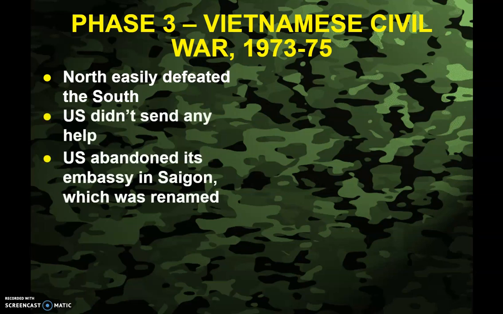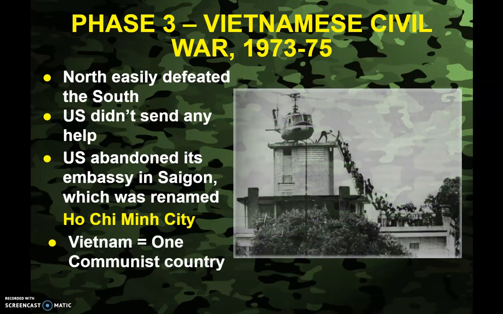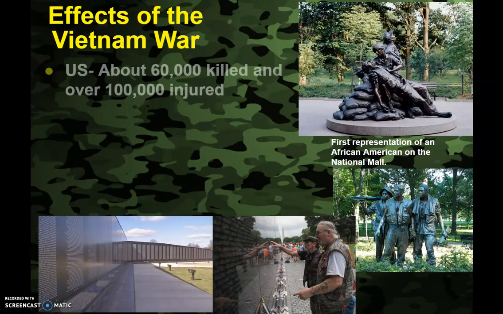The United States doesn't send any help at all. We abandon our embassy in Saigon. It gets taken over, renamed Ho Chi Minh City, and Vietnam is now one communist country together. Impacts, oh my God, effects of the Vietnam War.